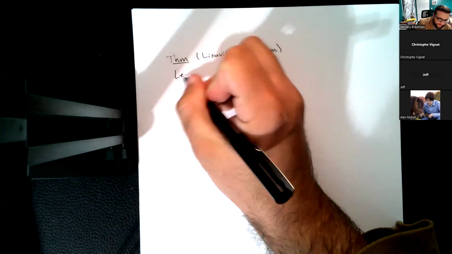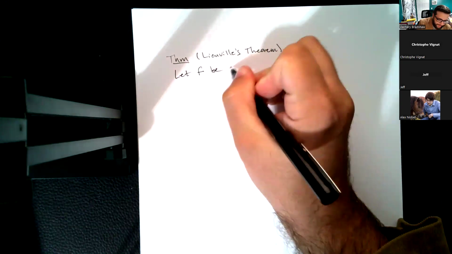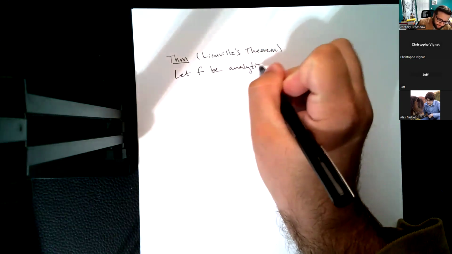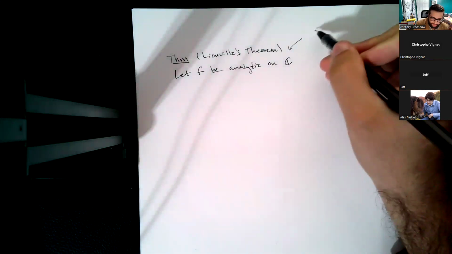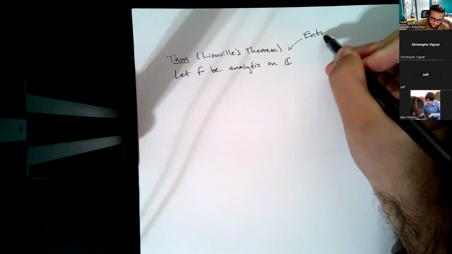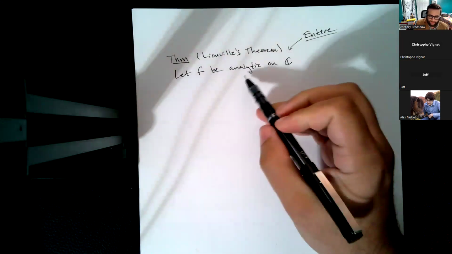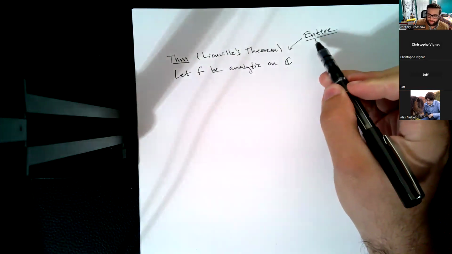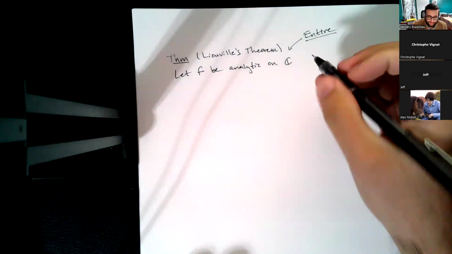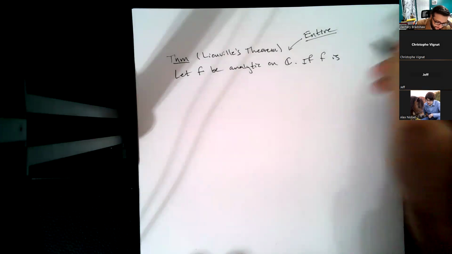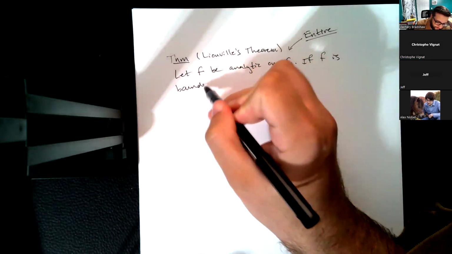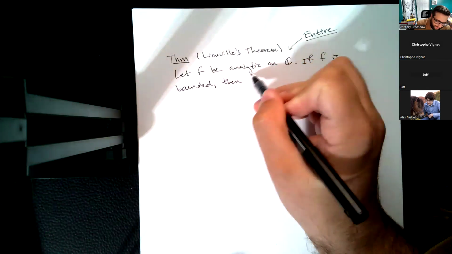And the statement is like this: let f be analytic on C. We're going to have a name for this. This is going to be called entire. So if you're analytic on the entire complex plane, you're going to be called entire. So the statement of the theorem is: let f be an entire function. If f is bounded, then f is constant.